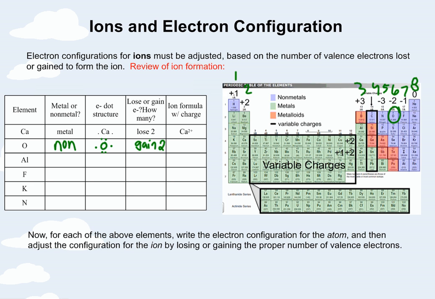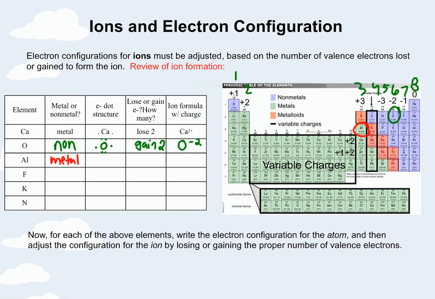Now when it gains those 2 electrons, oxygen becomes negatively 2 charged. So it's important that you understand that. If you're gaining 2 electrons, you are gaining 2 negative charges. So therefore you become negatively charged. I'll do aluminum, and the others you should be able to do on your own. So aluminum is a metal. It's located right here.